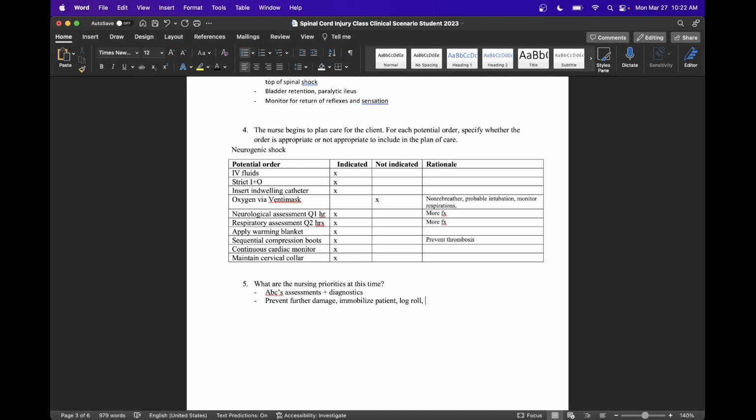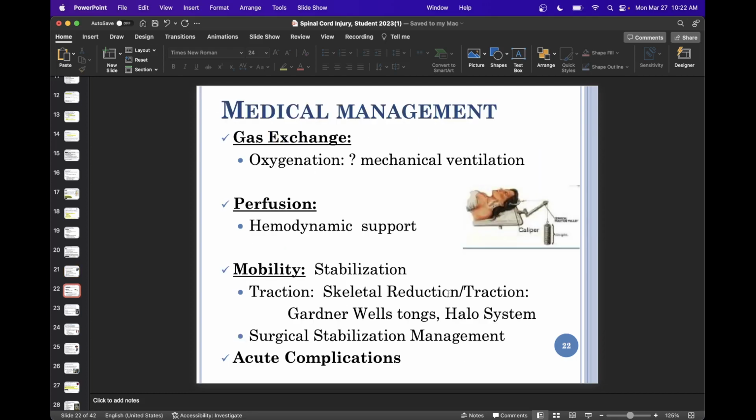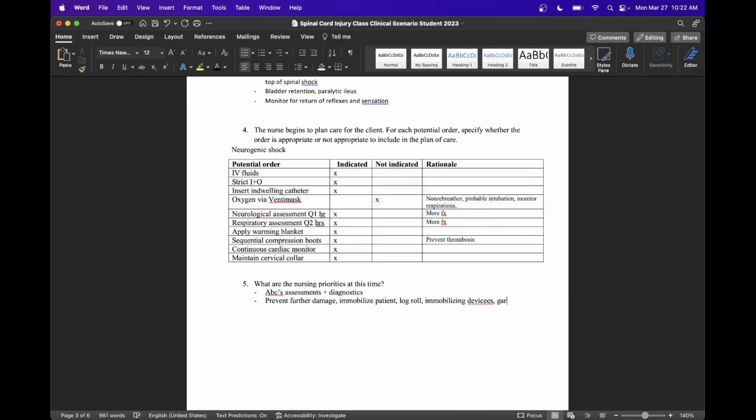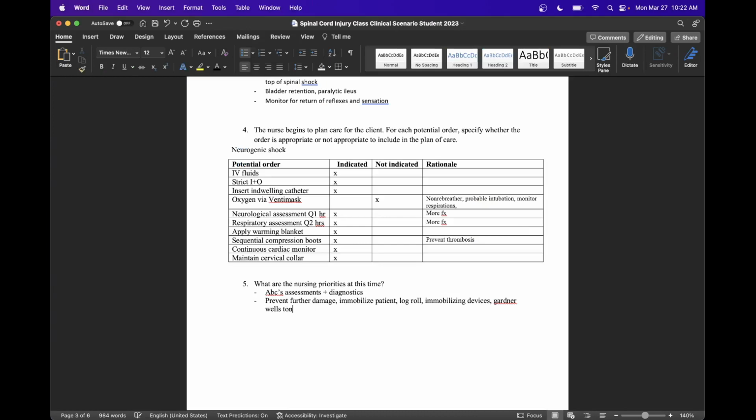Gardner-Wells tongs kind of remind me of Buck's traction. However, this is different when you're talking about screws into the head. Let's see, there's a picture in here somewhere. There it is. Right here. All right, where weights are hanging over the bed. You don't want to hit these weights, right? The bed's going to be moved away from the wall. Same concept as Buck's traction, where it exerts some pressure and maintains alignment. Temporary.